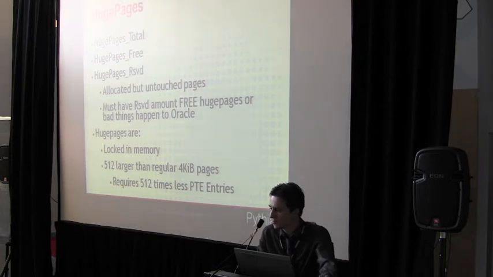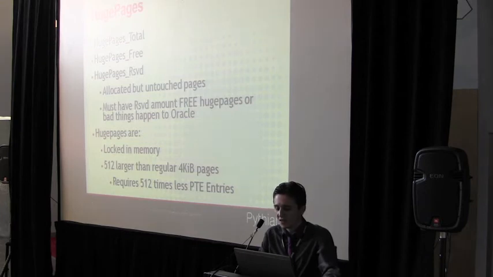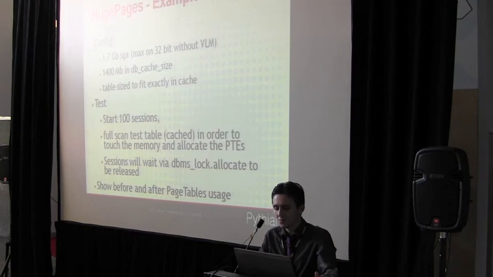We already discussed huge pages. The interesting thing is that because they're 2 megabytes in size, they require 512 times less page table entries. Why is this important? Here's a very small example. Very old example that I should refresh at some point. It's on a 32-bit system, 1.7 gigs of SGA, very, very small.